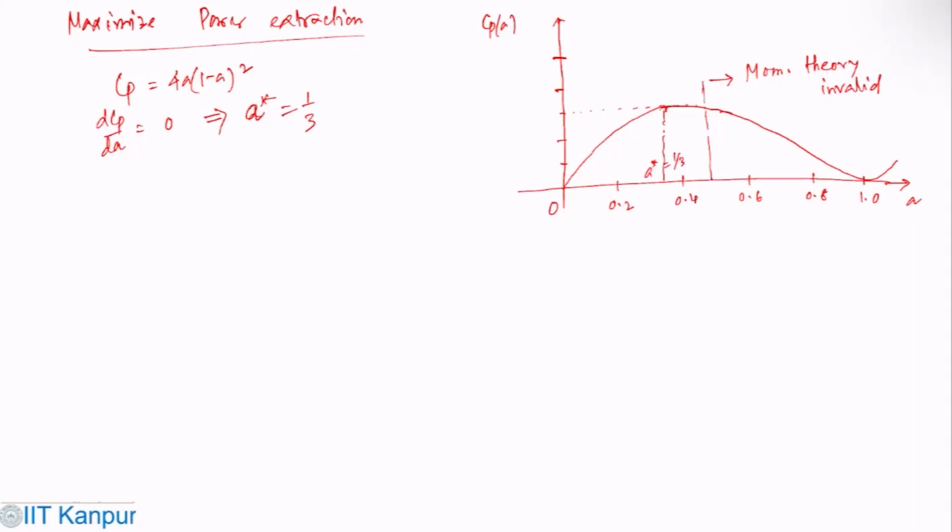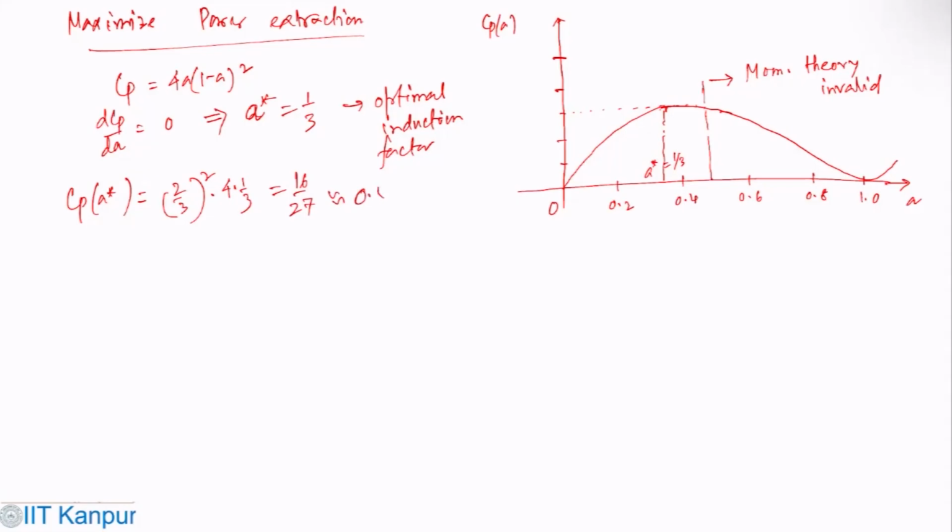And so then obviously A star is the optimal induction factor. So at A star, Cp of A star is 4 into 1/3 into (2/3) square, which is 16 by 27. That's the well-known Betz limit. So maximum power coefficient can be like that.